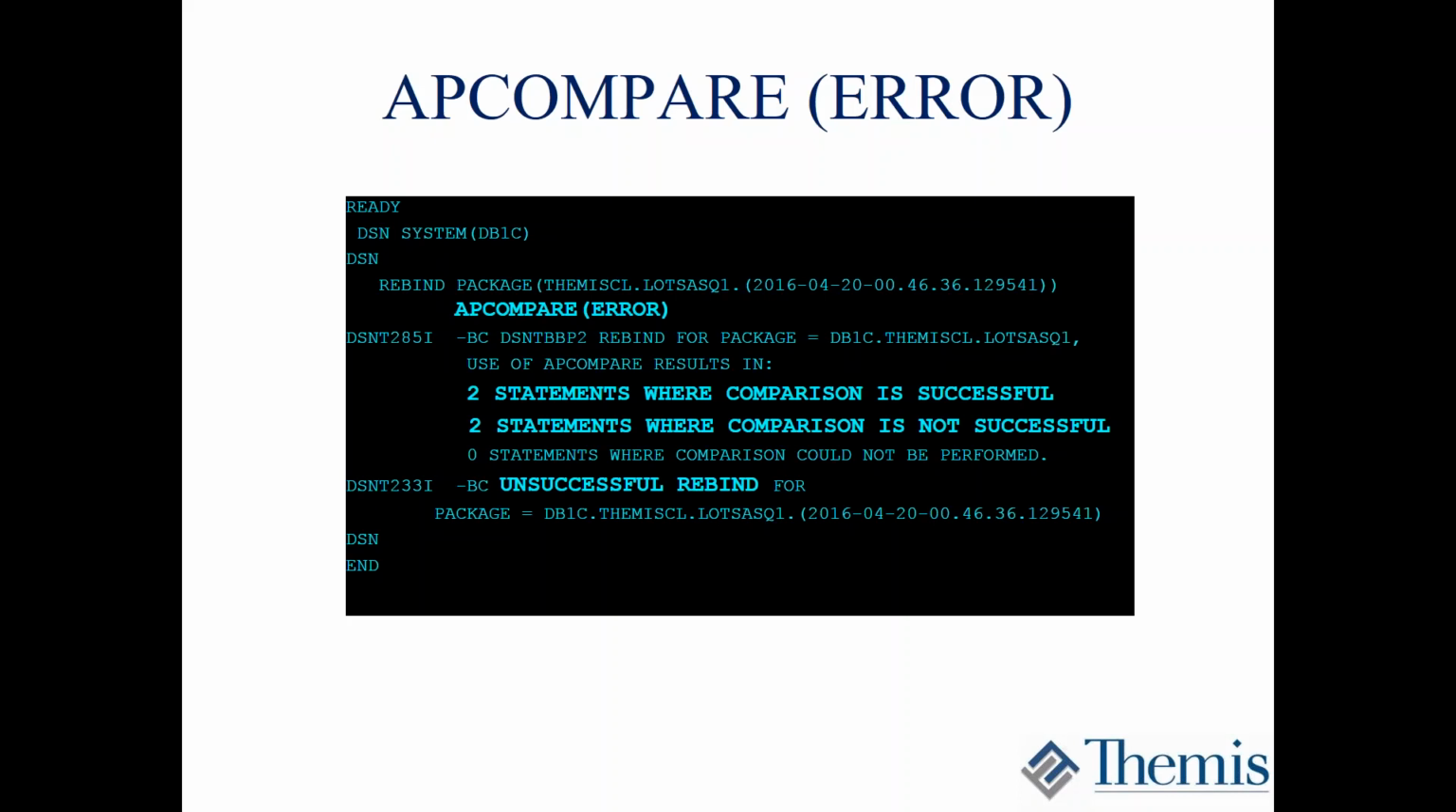Okay. So out of my 4 statements, 2 are going to stay the same, 2 are going to change, and therefore, because I said APCOMPARE error, the bind actually fails. Okay, so no new package is produced, or no new copy of the package is produced. We just keep running what was out there before. Okay, that's a rebind with APCOMPARE error.